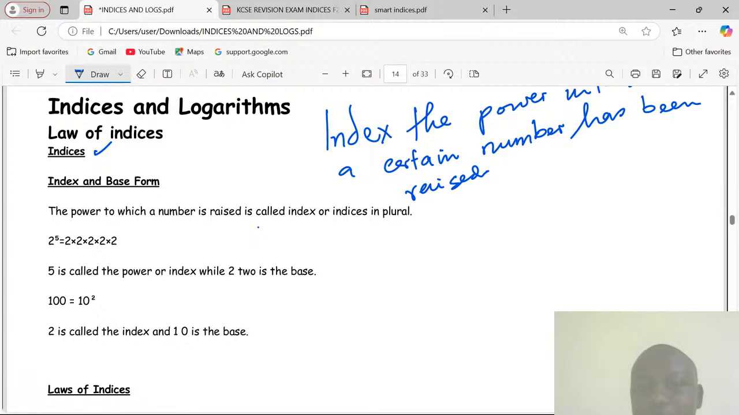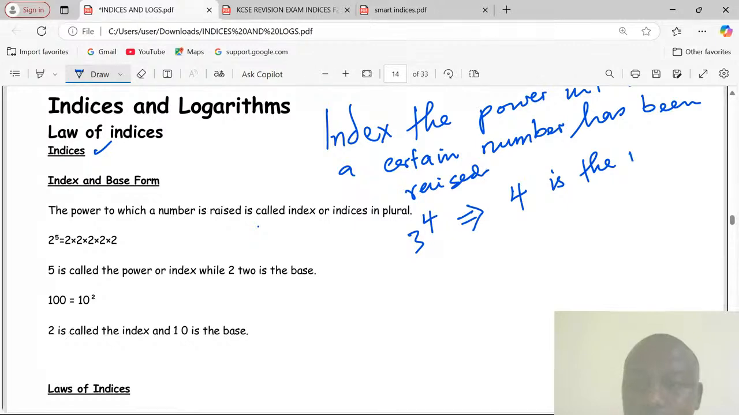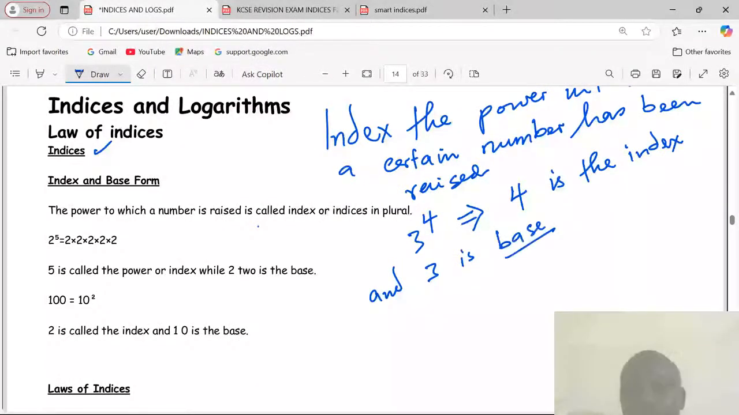When we say, for example, 3 power 4, in this particular case, I can say that 4 is the index, because this is the power to which a given number has been raised, and the so raised number is called a base. That is now what you're supposed to understand as we begin interacting with indices and logarithms.